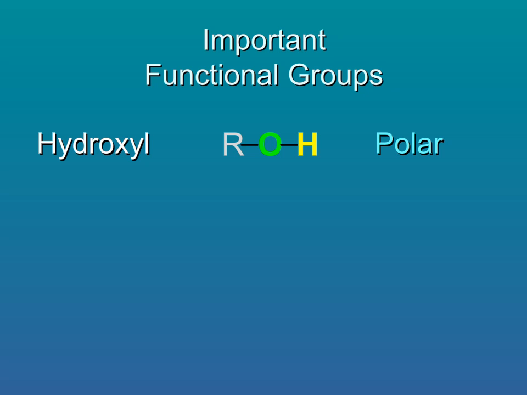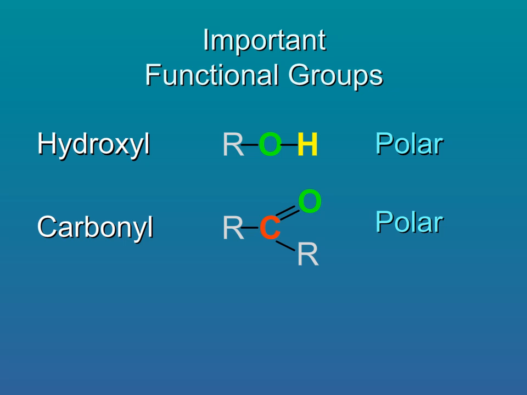Since this group has an electronegative oxygen, it has the property of being polar. It may also lose its hydrogen in solutions with a pH of 7 to become an ion. The carbonyl functional group consists of a carbon double bonded to an oxygen. The oxygen makes this group polar as well.